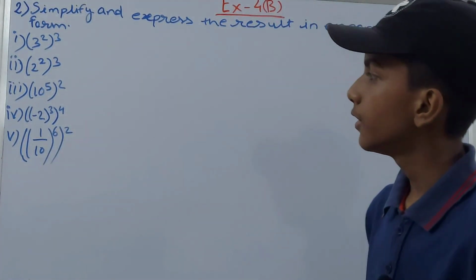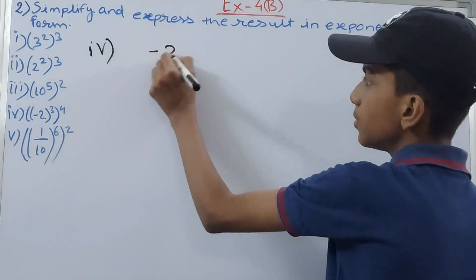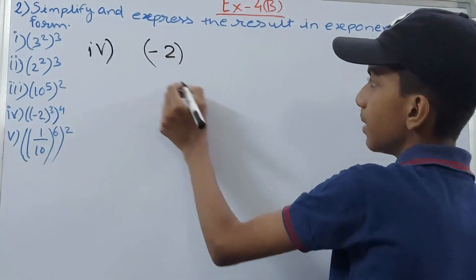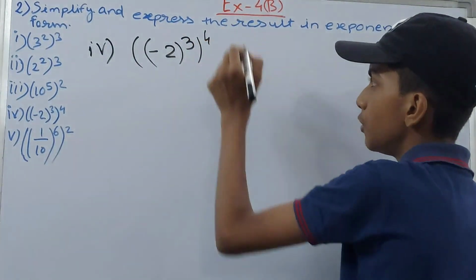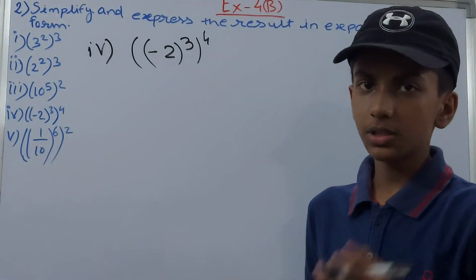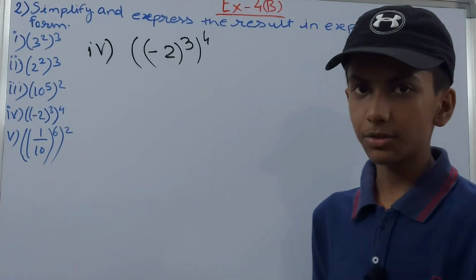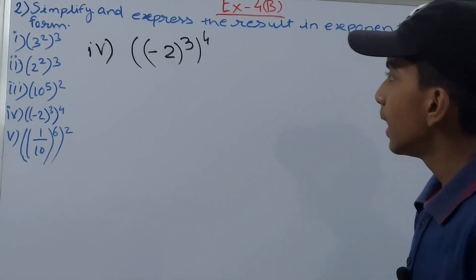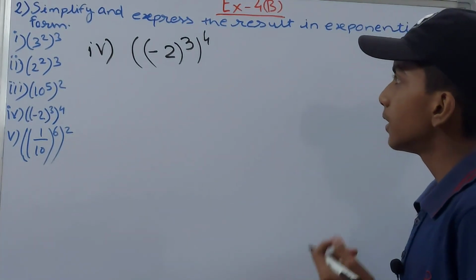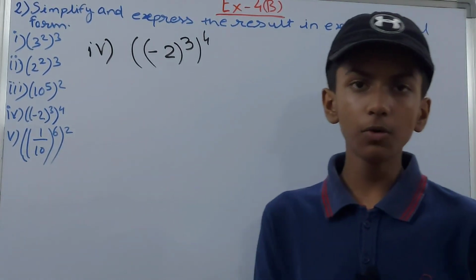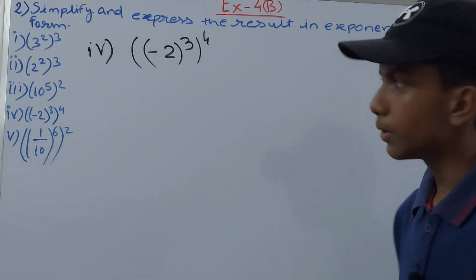So what do we have in our fourth part? We've got minus 2, this one in the bracket, and then 3, then also a bracket, and then 4, right? You might feel it is a bit complicated because there are two brackets here, but just simply remove all the brackets, and we'll again see the exponents. We got here 3 and 4, so we'll multiply both of these to get our final exponent.